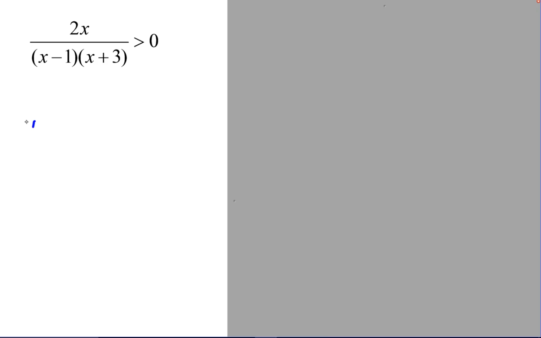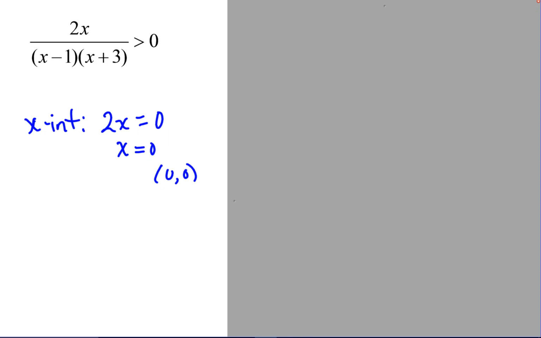So the x-intercepts. I'm going to take my numerator, just as we always do with a fraction, and set it equal to 0. I do get an x-intercept in this case. I get the intercept 0. X is 0, y is 0. So 0, 0 is where I'm going to be crossing the x-axis.